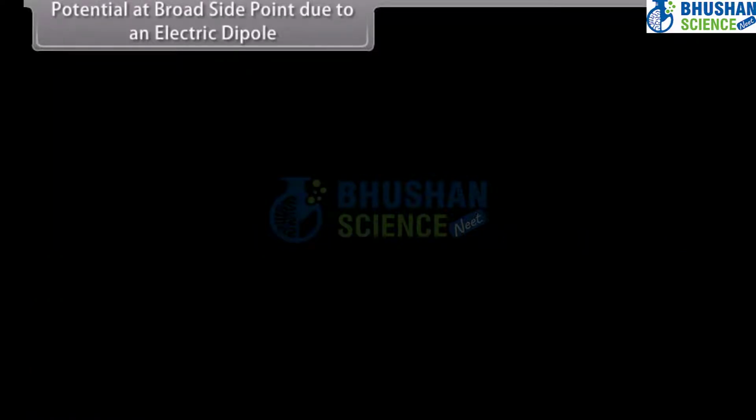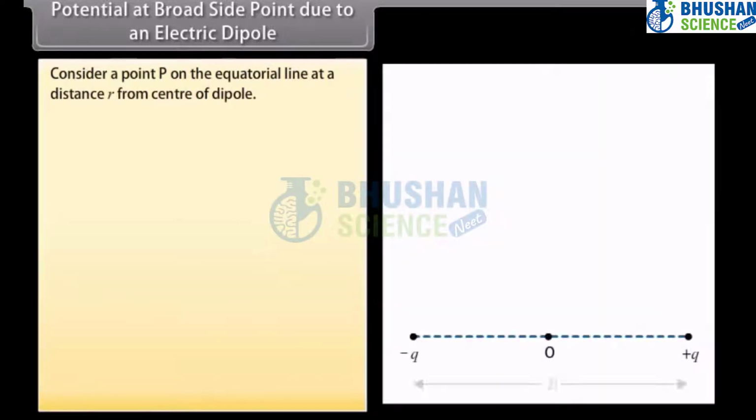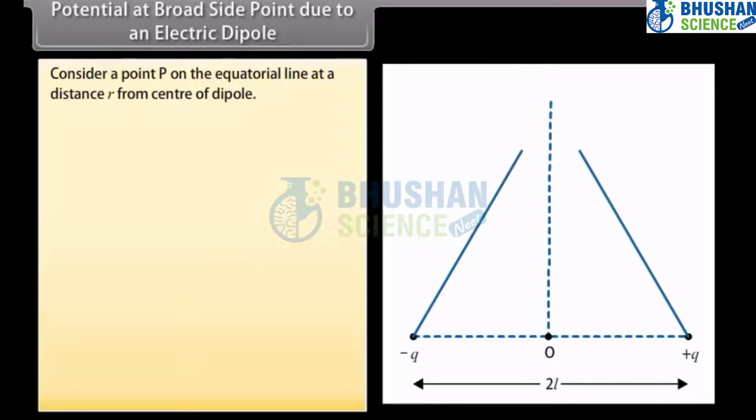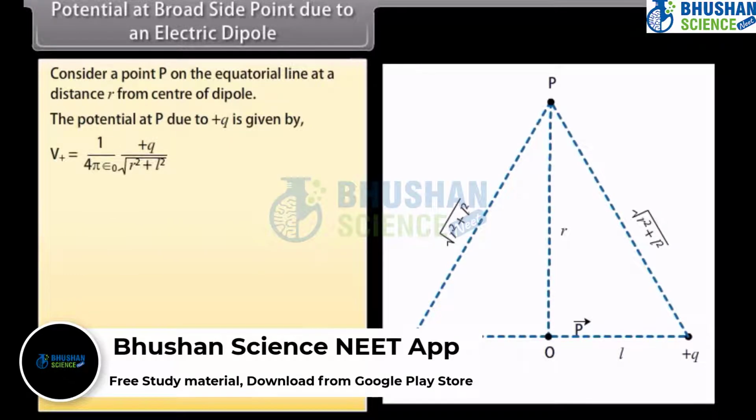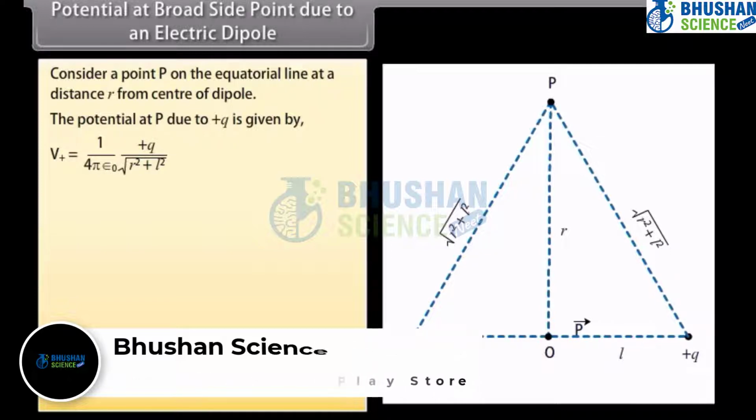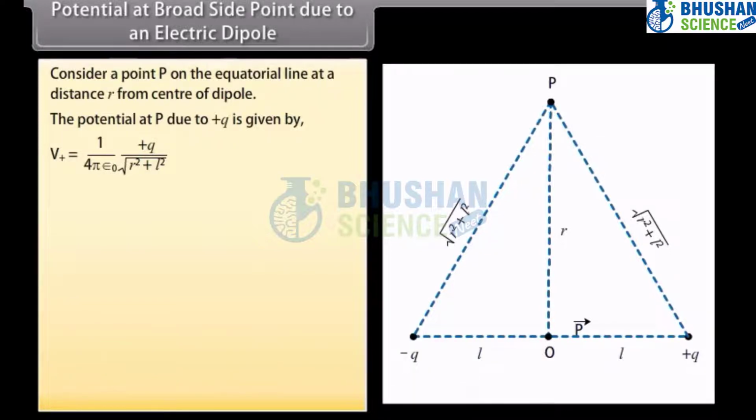Potential at a broadside point due to an electric dipole. Consider a point P on the equatorial line at a distance r from the center of the dipole. The potential at P due to plus Q is given by V positive equals 1 upon 4 pi epsilon naught multiplied by Q upon under root r square plus l square.